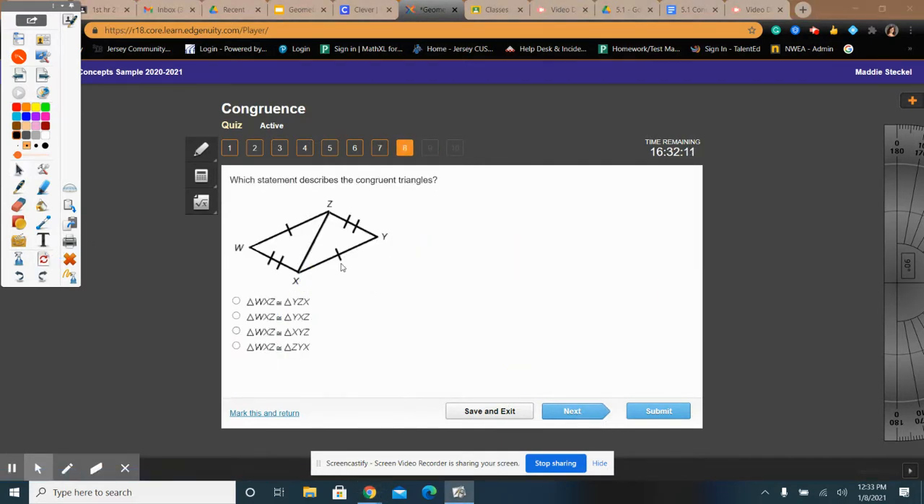What about this guy? Are they congruent? Well, yeah, they are. They only have 2 marks like I talked about on that rectangle, but this one is congruent to itself. So if I separated those triangles, I could put 3 marks on each of them.